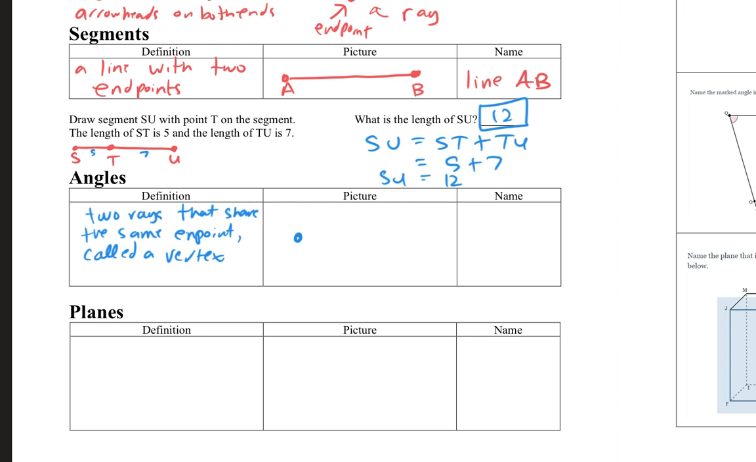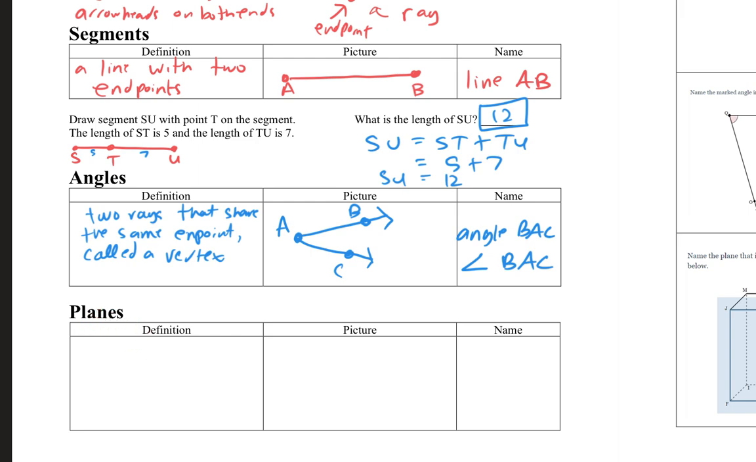So if we drew a picture of that, say we have this ray right over here, and that endpoint was A, and then that point was B, somewhere on that. If we have another one with C, that would be having the same endpoint, but they're two rays, because we said a ray has an endpoint and an arrow. So then we would call this one angle BAC.